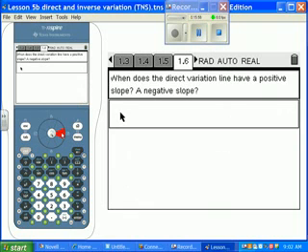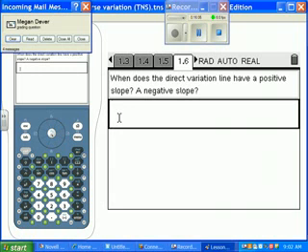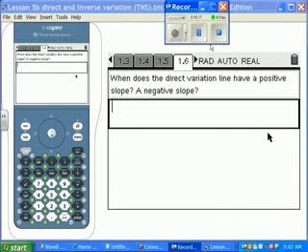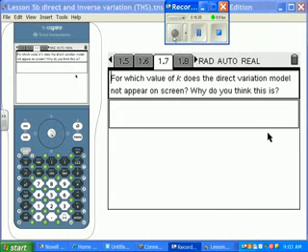Okay, so when does a direct variation line have a positive slope or a negative slope? When K is positive, it's positive, and when K is negative, it's negative. So that's what you want to put. When K is positive, it's positive. When K is negative, it's negative. All right, so when K increases, the slope increases. When K decreases, the slope decreases.